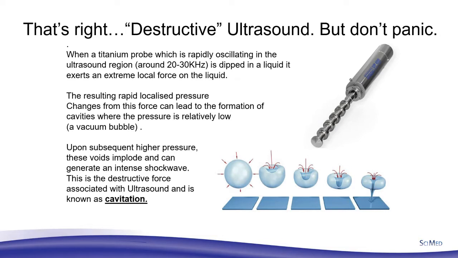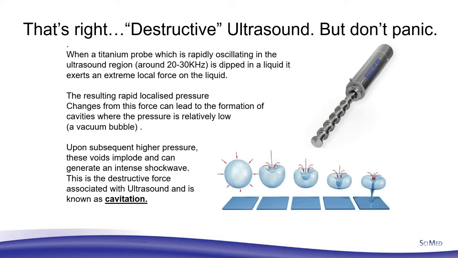Well, this on the right here is a titanium probe. It oscillates at between 20 and 30,000 times a second at a very small amplitude, maybe 50, 60 microns. When you dip that in water, it oscillates rapidly, and that oscillation causes changes between high pressure and low pressure areas. Where you get low pressure areas, it means very low pressure to the extent where you get vacuum bubbles forming, or cavities. When those cavities are then hit by a subsequent high pressure zone, they implode, as you can see here, and it's that implosion that generates the intense shockwave that is associated with ultrasound.